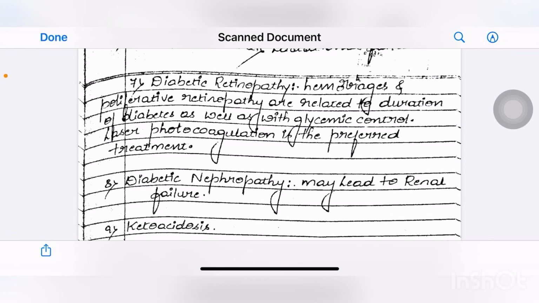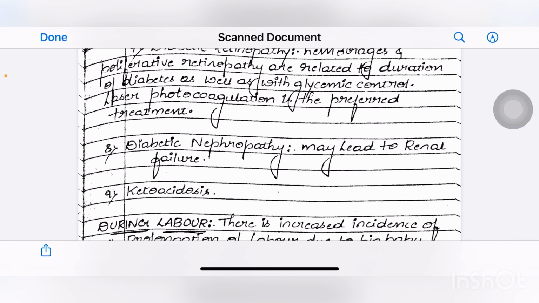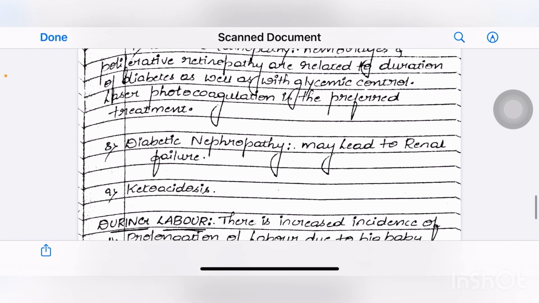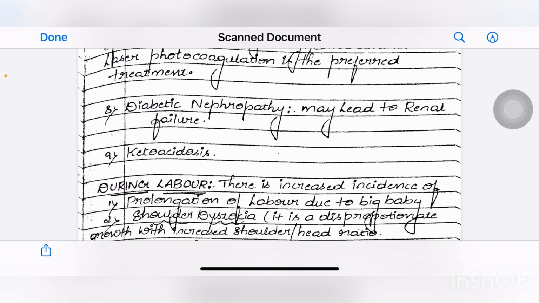Seventh is diabetic retinopathy. Hemorrhages and proliferative retinopathy are related to duration of diabetes as well as to glycemic control. Laser photocoagulation is the preferred treatment here. Eighth is diabetic nephropathy, which may lead to renal failure. Ninth is ketoacidosis. These are the complications seen in maternal.